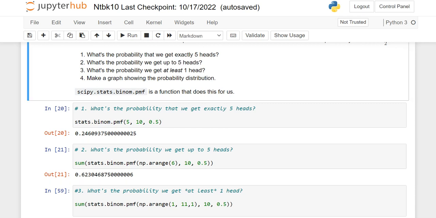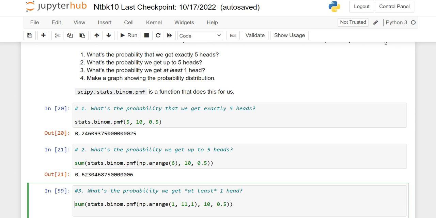Okay. What is the probability that we get at least 1 head? So this one's a little bit funky. You have to think about it. They do NPA range 1, 11, 1. Okay, so basically they have everything that could happen. We could have 1 success, 2 successes, all the way up to 8, 9, 10 successes. The only thing they've ruled out is the 0.